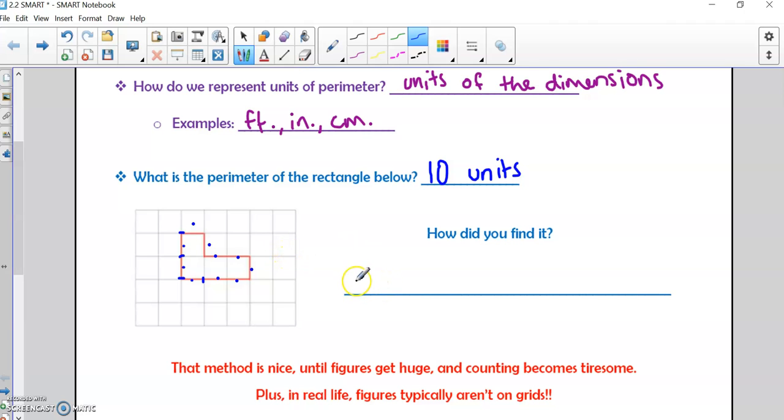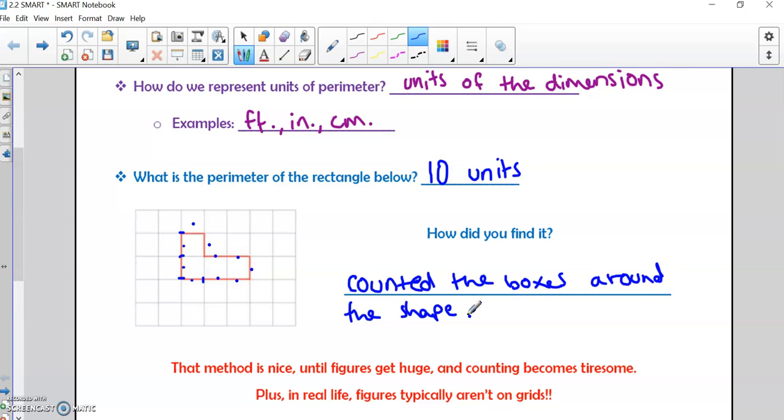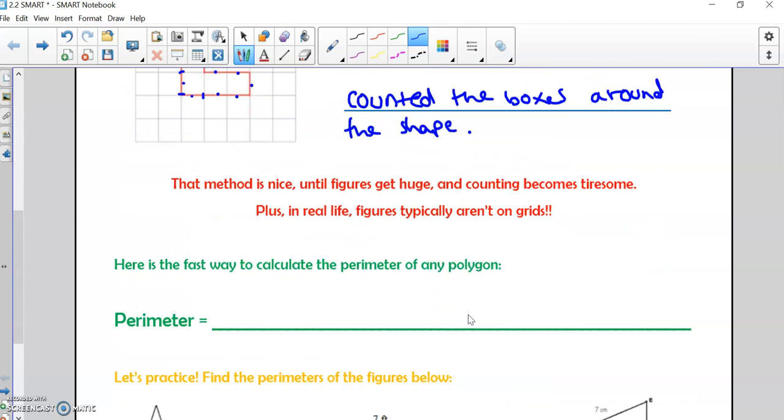And the way we found it was we counted the boxes around the shape. Okay, it was the boxes outlining the shape. Again, I apologize for this questionable handwriting.